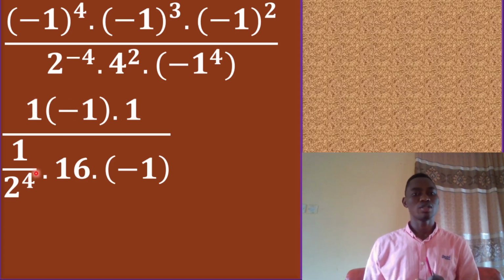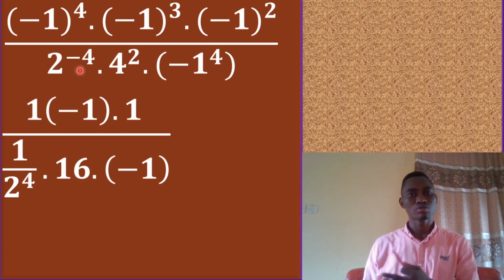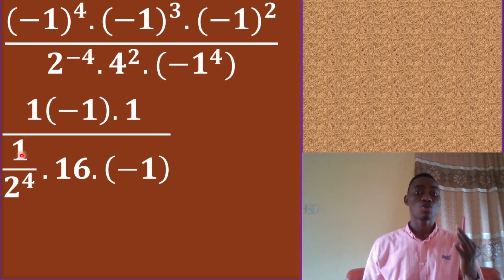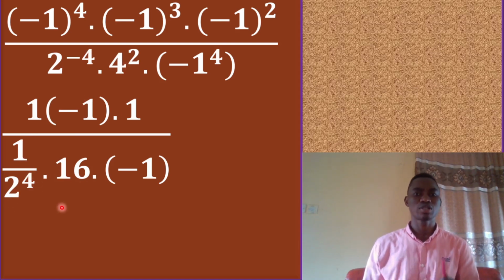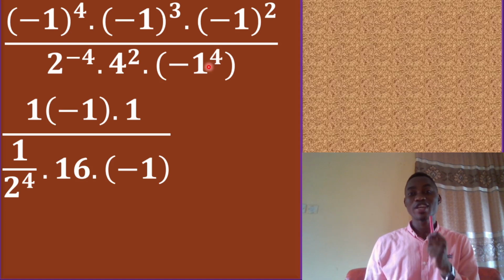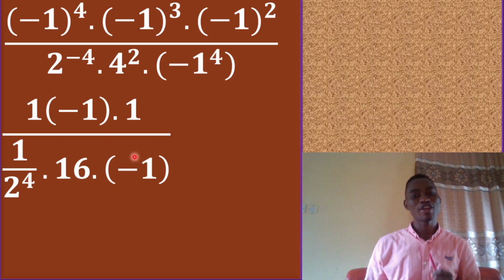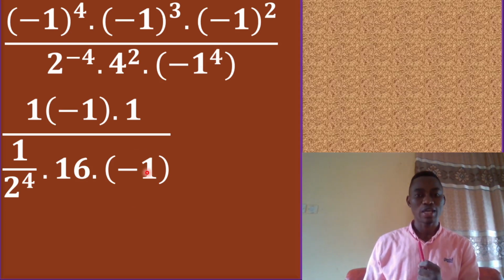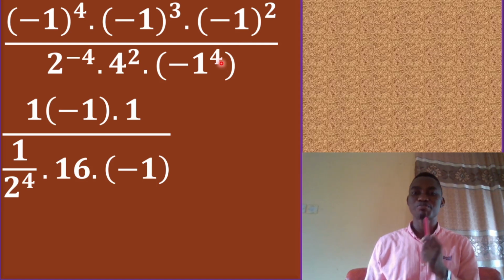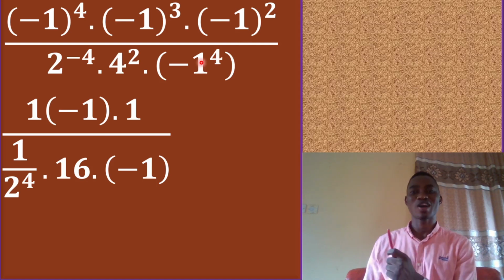Now let's look at the denominator. As you know, 2 raised to the power of minus 4 can be expressed as what? 1 upon 2 power 4. Then 4 squared is what? 16. As we already explained, we are getting a negative result here, okay? Because this even power is not affecting minus, okay? It's only affecting this one.